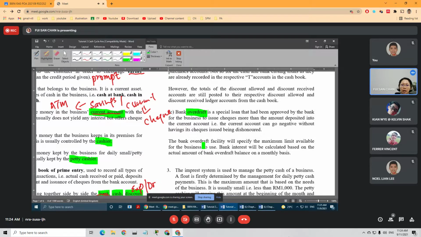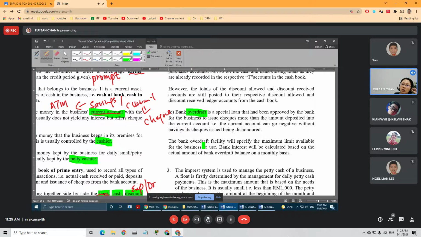For example, in your current account, you only have 3,000 ringgit. But you need to issue a check to pay your supplier because it is already due. The supplier gave you 30 days, so tomorrow is day number 30 and you must pay by today or tomorrow. But you only have 3,000 ringgit, and you need to pay your supplier 4,000. With this bank overdraft, you are able to issue the check at 4,000, and the check will go through. It will not bounce because you have overdraft.